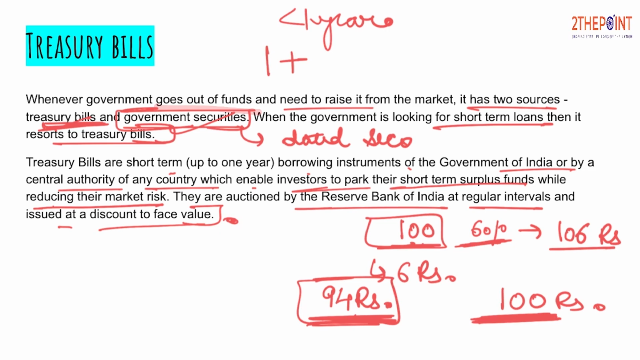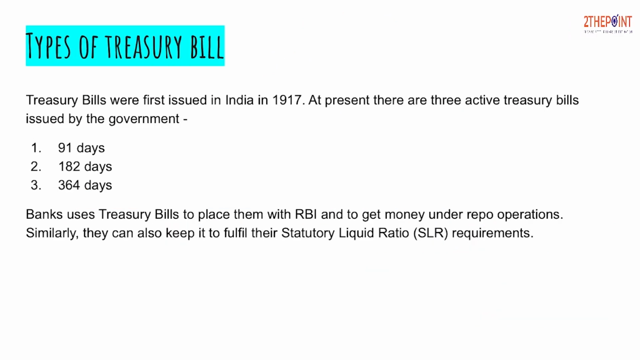Fine. The next slide talks about when it was first issued and how many types are prevailing in India. It was first issued in 1917, and there are 3 active treasury bills issued by the government. One has a maturity of 91 days. After 91 days you will get the money back. The next is 182 days and the third one is 364 days.